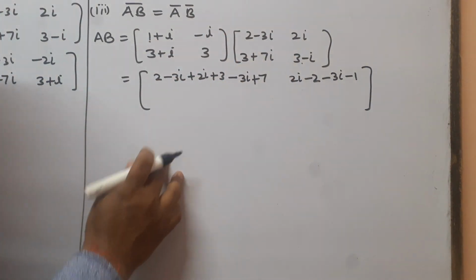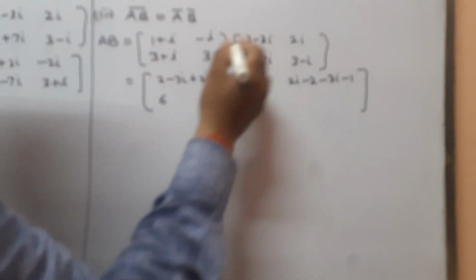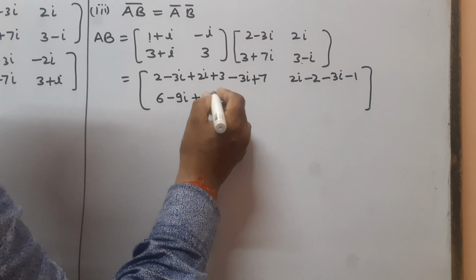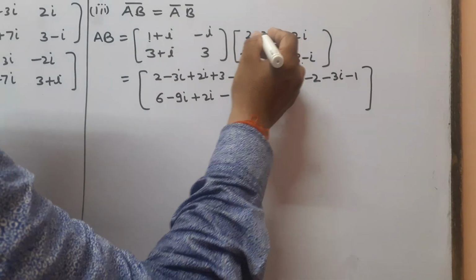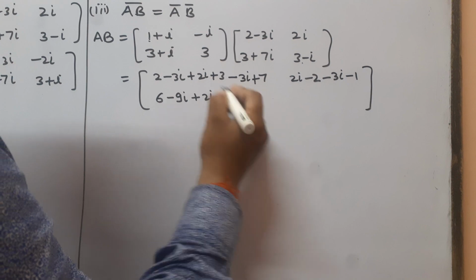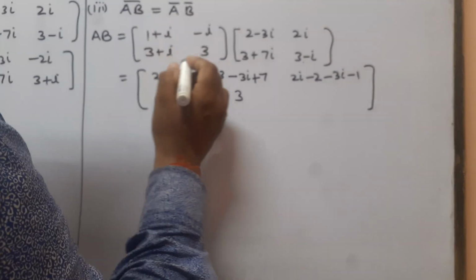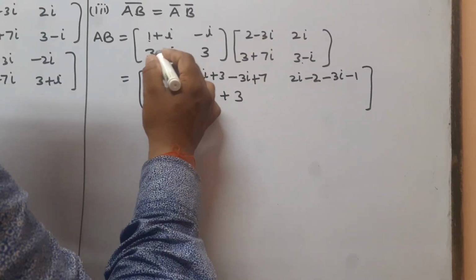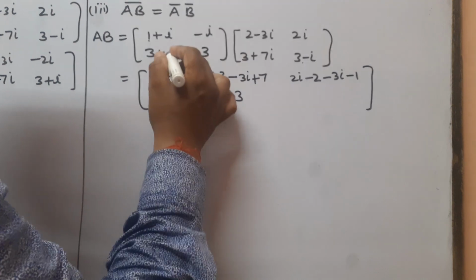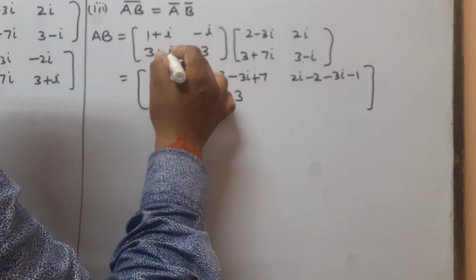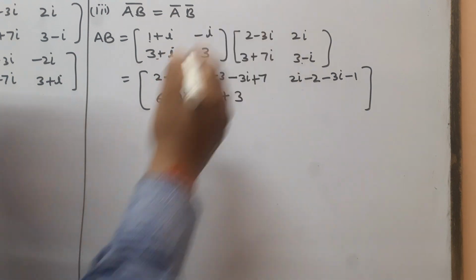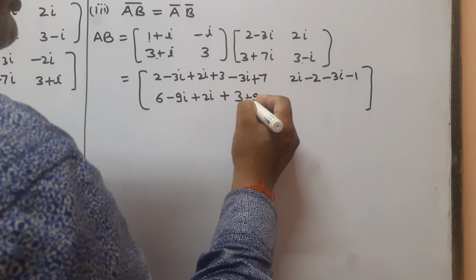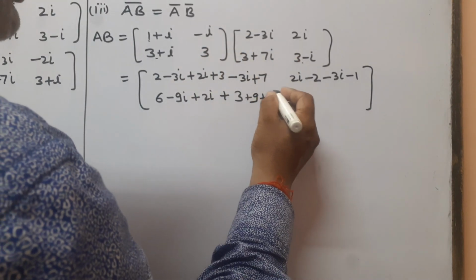Second row multiplied by first column: 3 times 3 is 9, 3 multiplied by minus 3i is minus 9i, i multiplied by 2 is 2i, i multiplied by minus 3i is minus 3i square, so this is plus 3. And plus 3 multiplied by 3 is 9, 3 multiplied by 7i is 21i.